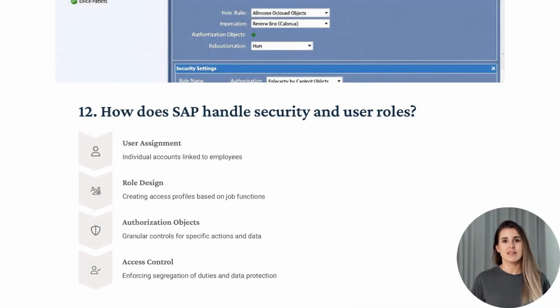The next question is one you definitely don't want to miss. 12. How does SAP handle security and user roles? SAP uses role-based access control, where users are assigned roles that define what transactions they can perform. These roles are managed through authorization objects to ensure data integrity and restrict unauthorized access.